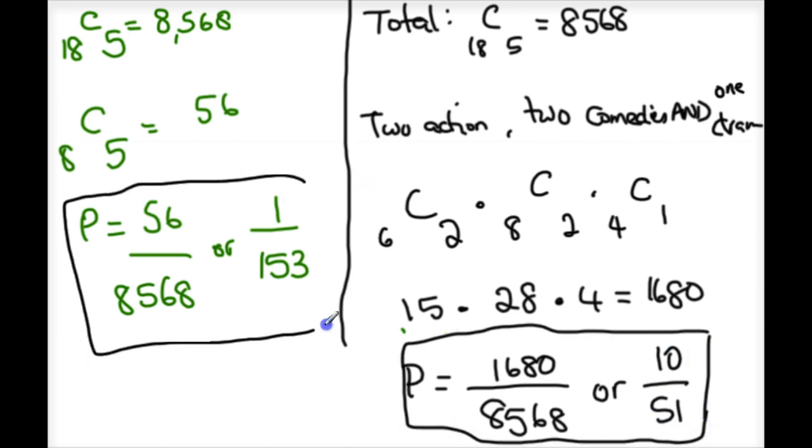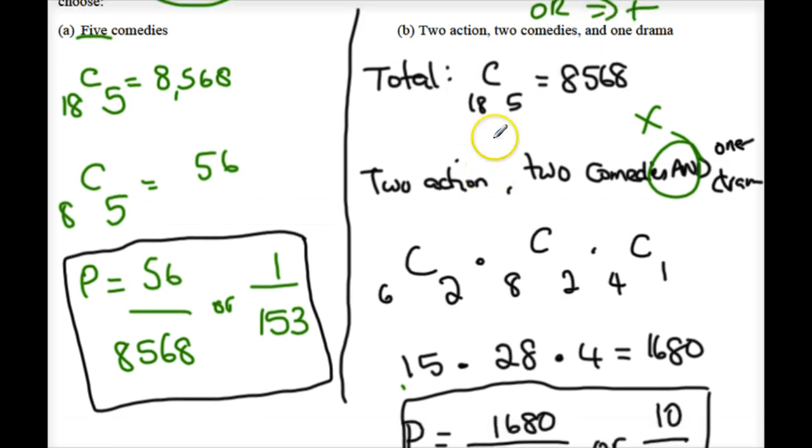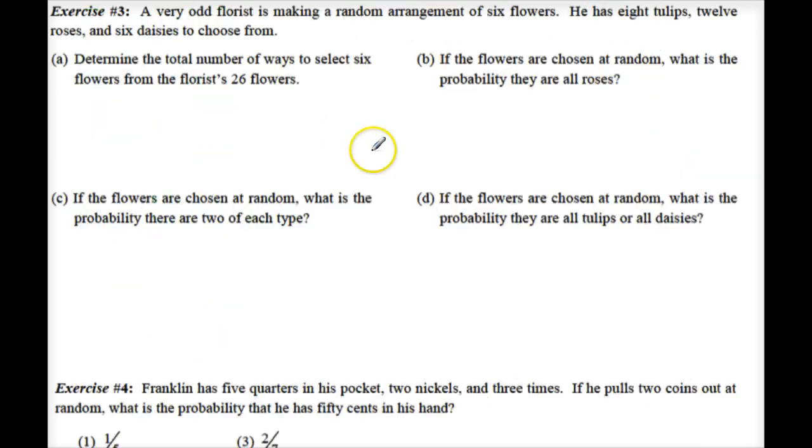So let me just box these answers off. So again, why did I multiply over here? Because my keyword here is and. Remember, and means multiplication and or means addition. Okay, let's move on to exercise 3.